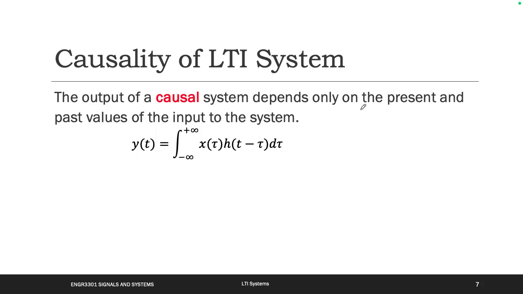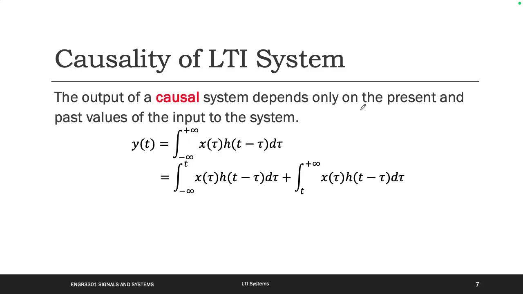For DT, it's a similar thing. This is the equation for the CT LTI system. We can rewrite this equation to this one. That makes sense to you? Integral from negative infinity to t, plus here t to positive infinity. If you add them together, it's just the same as the original one. That makes sense to you?